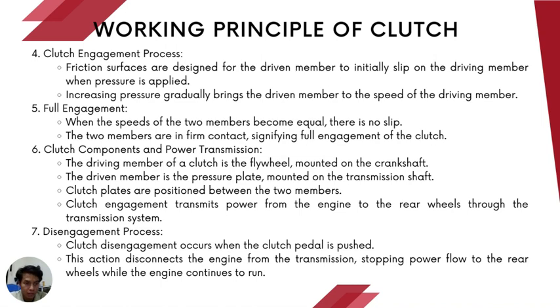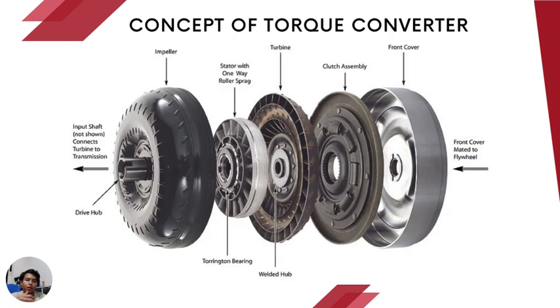Last one, disengagement process. Clutch disengagement occurs when the clutch pedal is pushed. So this action disconnects the engine from the transmission, stopping power flow to the rear wheels while the engine continues to run. So next, the concept of torque converter. So this is the torque converter.